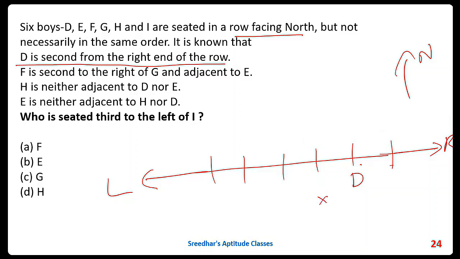Okay. So here it cannot be H, because he says H is neither adjacent to D nor E. And at the same time, E is neither adjacent to H nor D. So this cannot be E also. Right. Then, so who can be F? F is second to the right of G.